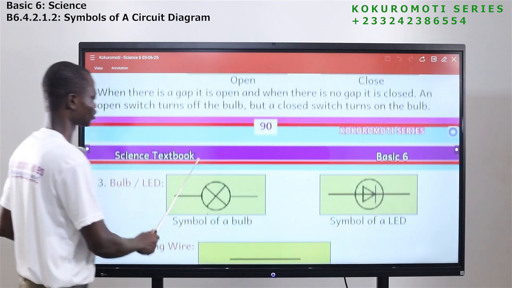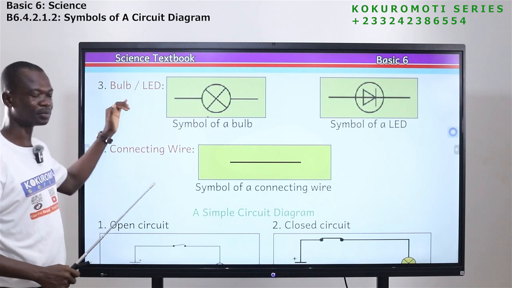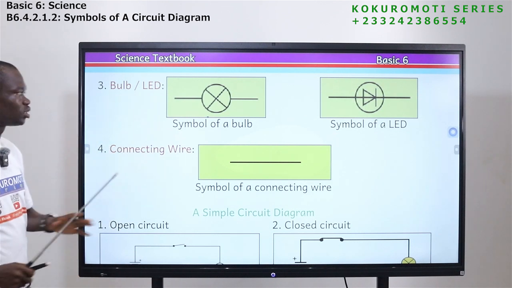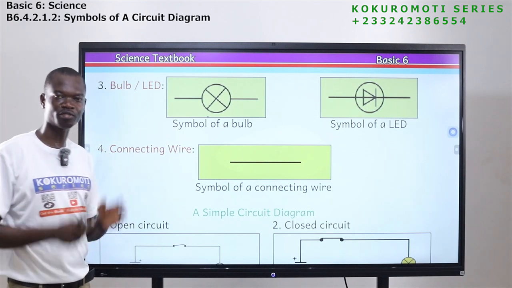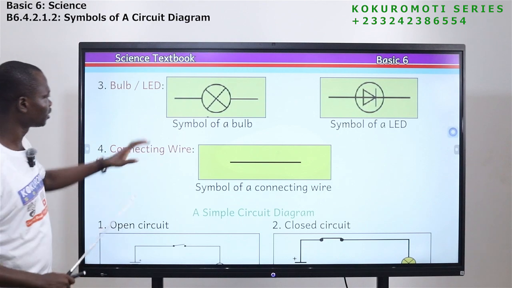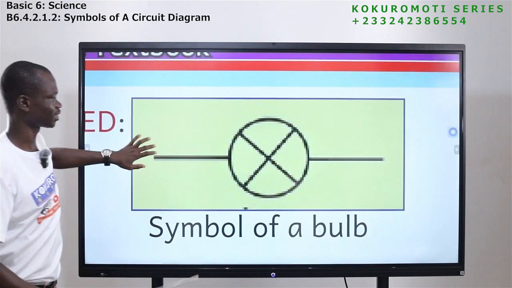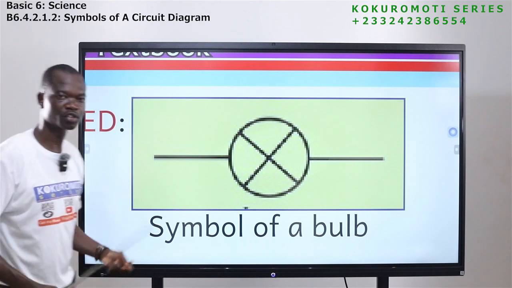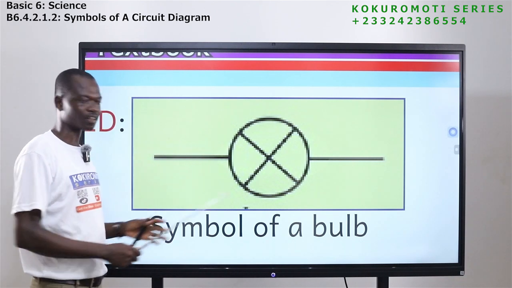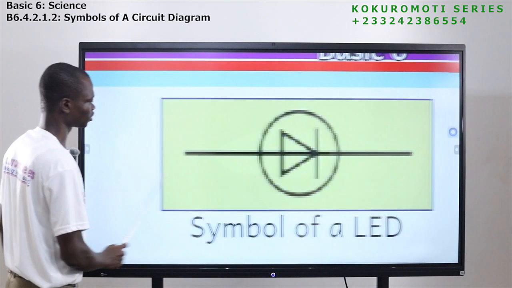Okay, so let's look at the next one. The next one is the bulb, which is the same as an LED, I mean, in the work that they do: they produce light. They convert electrical current into light. Now here, this is the symbol for a bulb. Look at it. If you are drawing a bulb in a circuit diagram, this is how you should draw it.